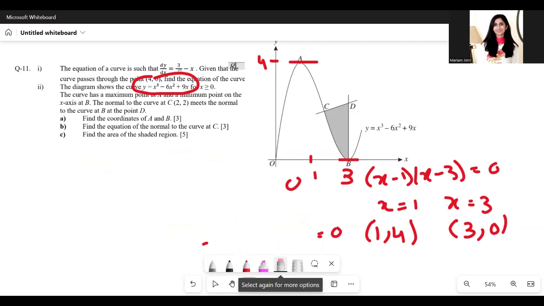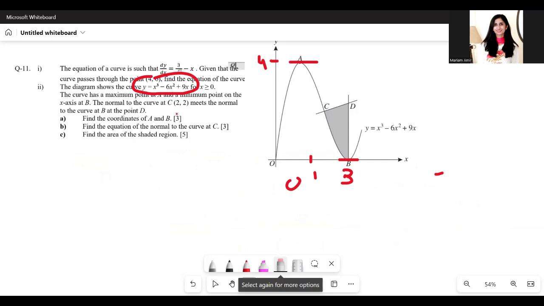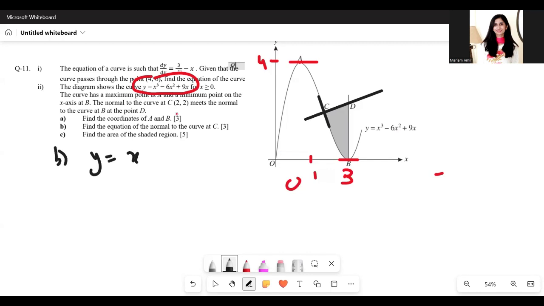Moving on. Now it's asking to find the equation of the normal at C. So for that, we will first need to find the gradient of the tangent, and then take its negative reciprocal to find the gradient of the normal. Okay, so let's first differentiate the given curve. The curve is y equals x cubed minus 6x squared plus 9. So we already did dy by dx for that. It was 3x squared minus 12x plus 0.